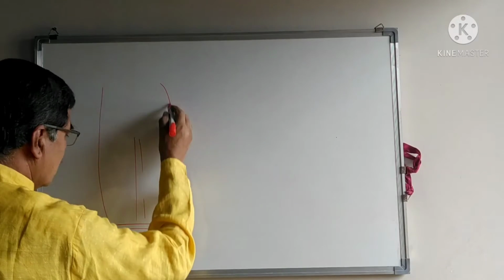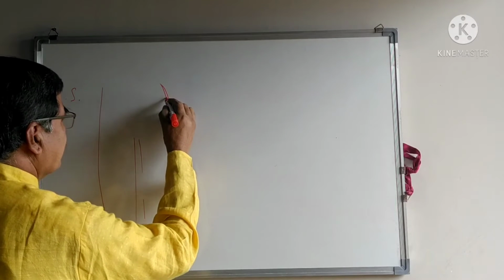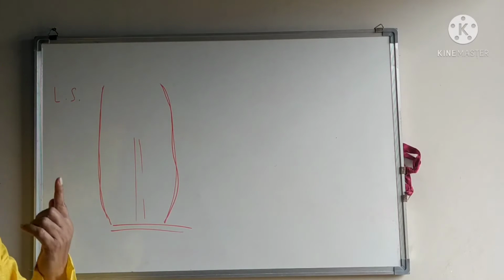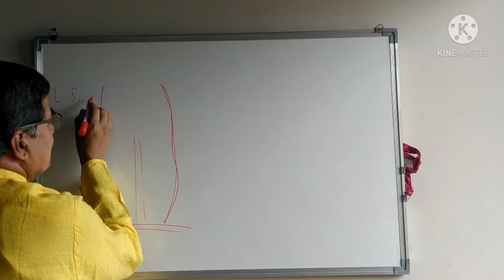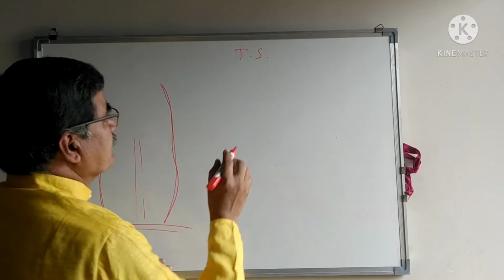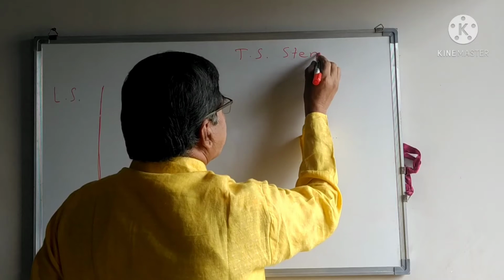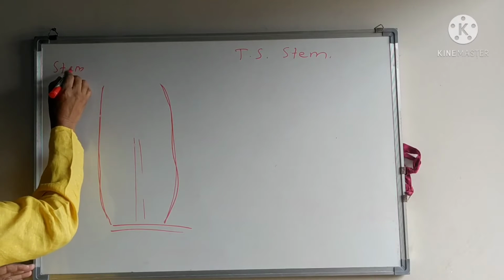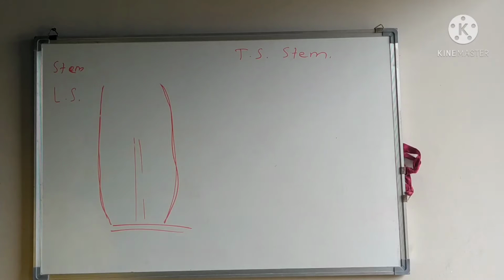Now, in the LS of the stem, LS of the stem is taken. LS means vertical section of the stem. This vertical section, and we are going to see the transverse section. Both the sections we are going to see here. Then you can easily understand how its internal organization of the cell takes place.